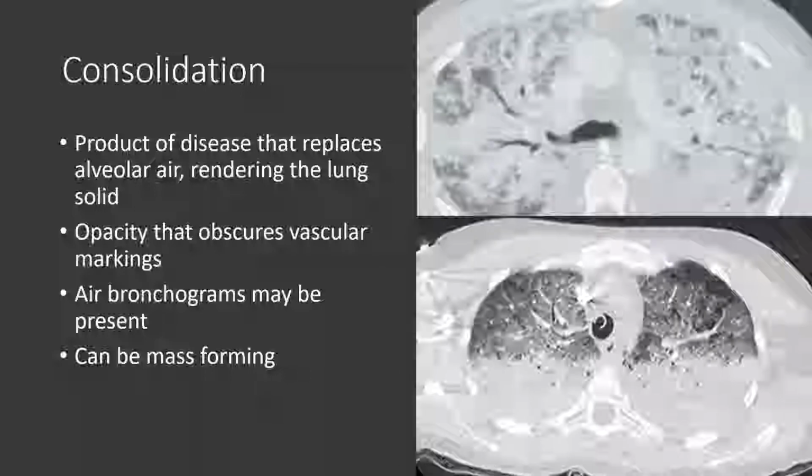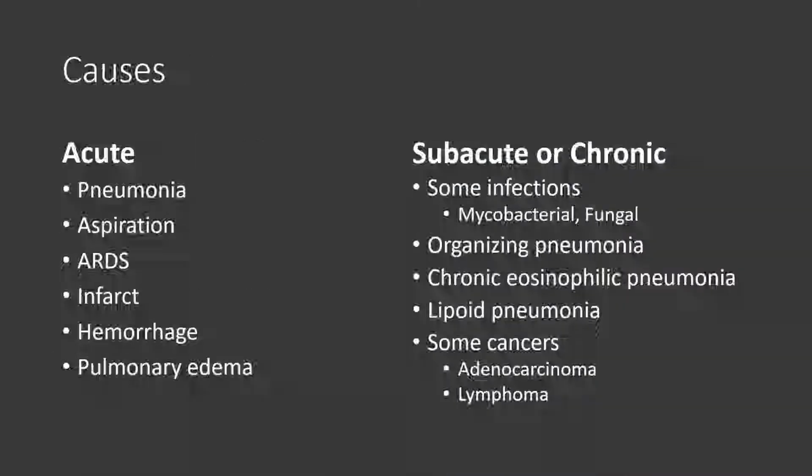These are two additional examples of consolidation, though in a diffuse pattern on CT. Both of these patients had ARDS. Notice how some ground glass is also present, predominantly in the lower image, which we'll discuss on an upcoming slide. Causes for consolidation are numerous.